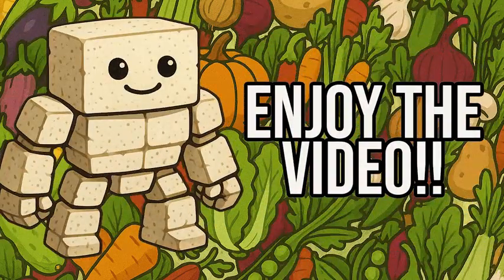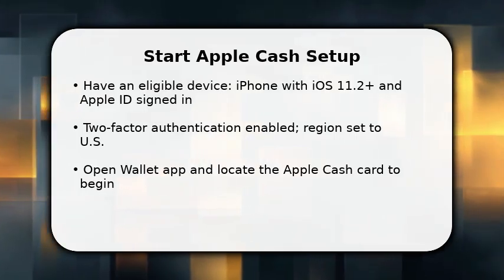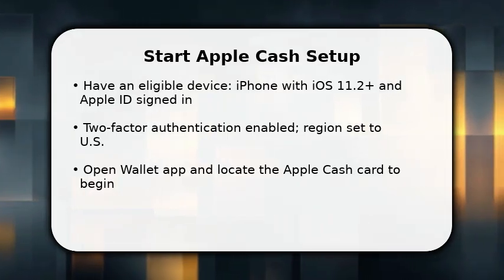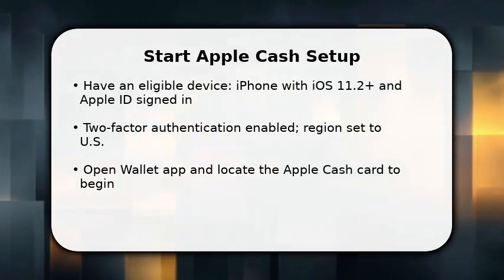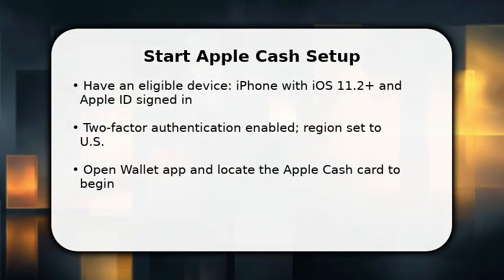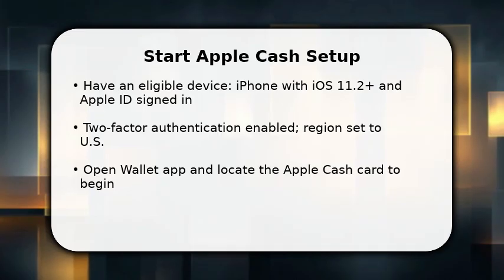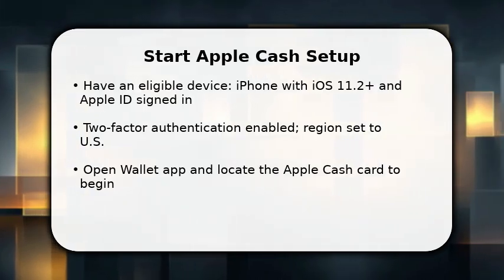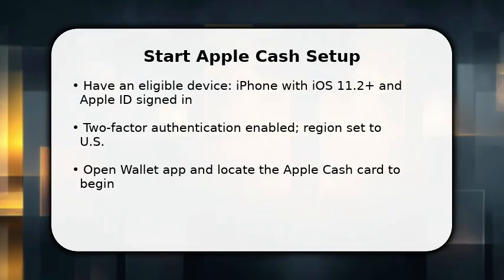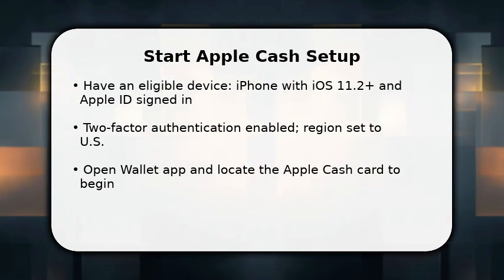Please enjoy the video. You need an eligible iPhone, signed in to an Apple ID, two-factor authentication, and US region to use Apple Cash. Once ready, open Wallet and tap the Apple Cash card. If you don't see it, tap the plus sign to add a card. Tap Set up Apple Cash and follow the on-screen prompts. This starts the account creation. Do this now so you can proceed to identity verification and funding. These prerequisites prevent setup interruptions and satisfy regulatory requirements.